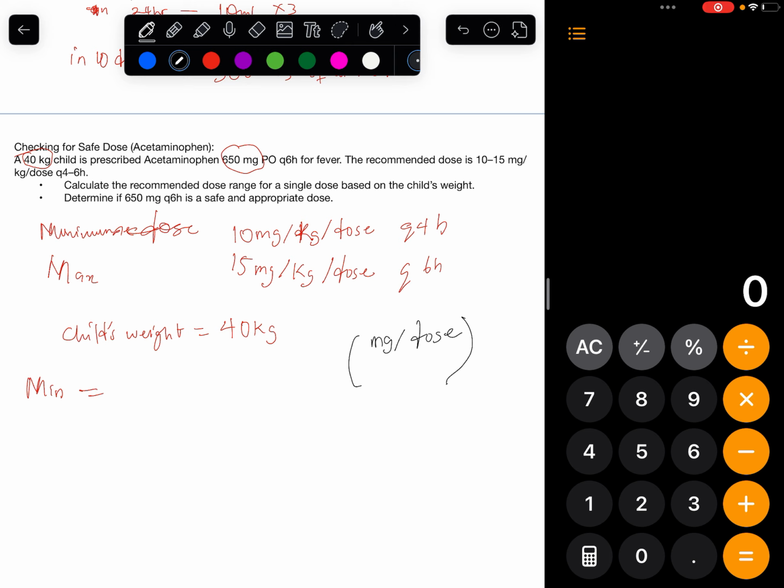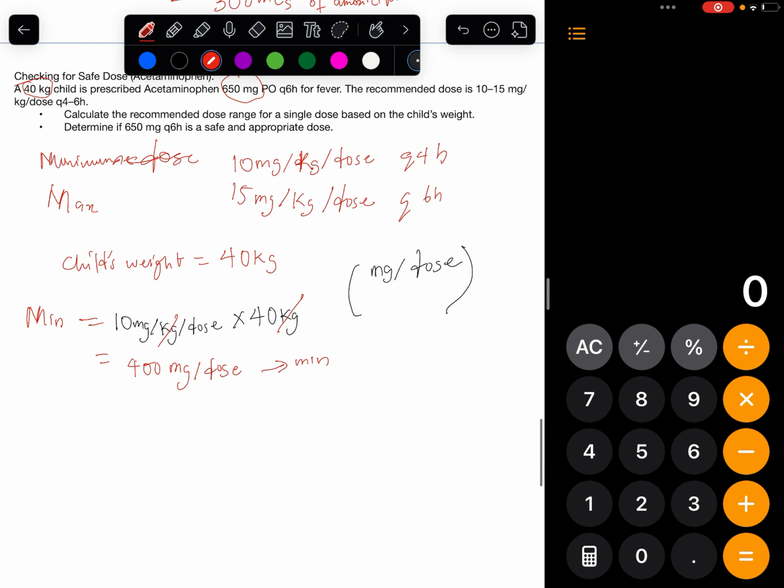So for minimum, we're gonna do 10 milligram per kilogram per dose multiplied by 40 kilogram. So remember, the kilogram cancel, and now we have 400 milligram per dose. This is the minimum for every 4 hours. Every 4 hours, the child takes 400 milligram per dose.